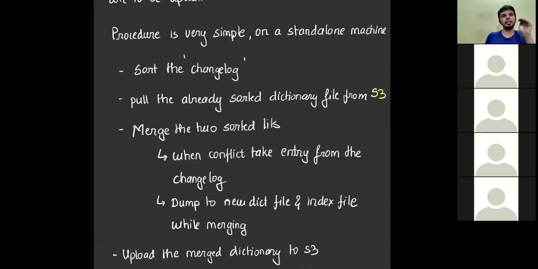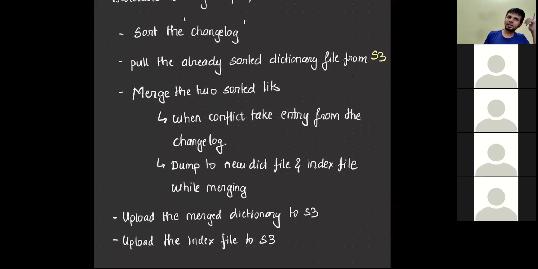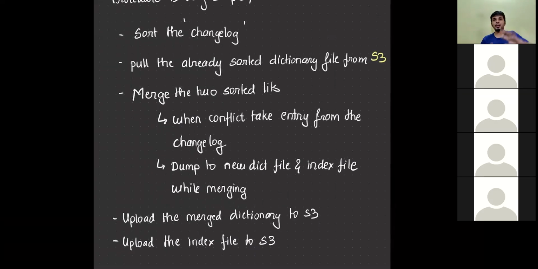So what you can do is, if you keep your main dictionary sorted and you sort the change log, you can apply the merge sort logic. Since both the lists are sorted, you can just create a third file by iterating over the two. So sort the change log, pull the already sorted dictionary from S3. This could happen just once on a separate API server. You don't really have to do it on all the servers. You do it once at one API server level, and then re-upload it to S3.